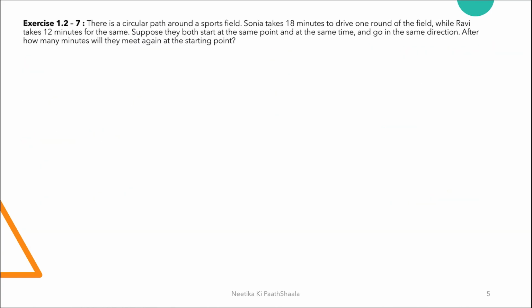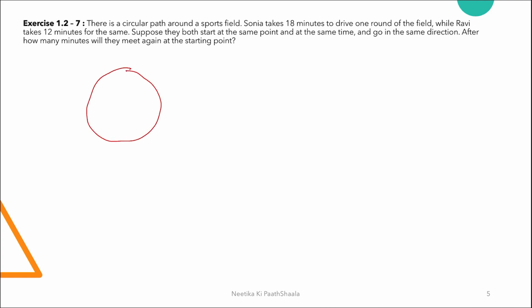Now next question, question number 7 from exercise 1.2. There is a circular path around a sports field. Sonia takes 18 minutes to drive one round of the field, while Ravi takes 12 minutes for the same. Suppose they both start at the same point and at the same time and go in the same direction. After how many minutes will they meet again at the starting point?